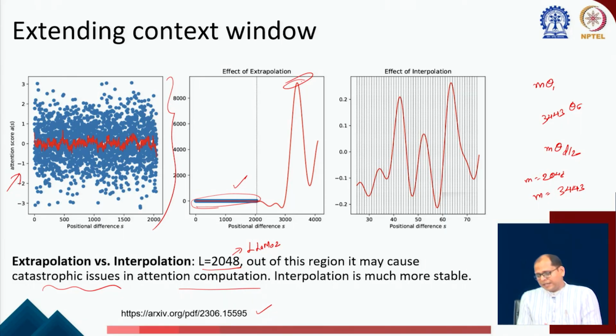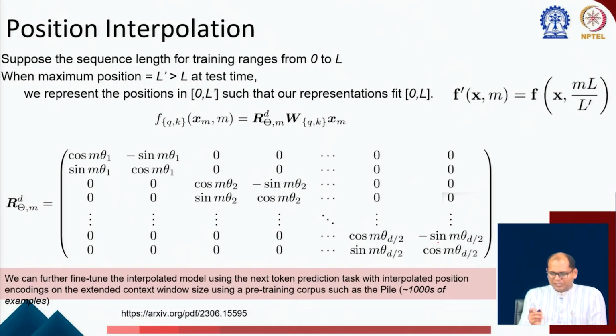But then they say, okay, what if I don't do extrapolation, but I do interpolation, right? And then they found there is a nice stability if you interpolate. That means you somehow convince the model that it is still in the same range, right. How do you do interpolation? It is not very difficult. They do something called position interpolation, also known as PI, and it is a very simple idea.